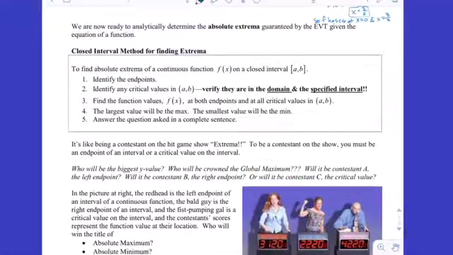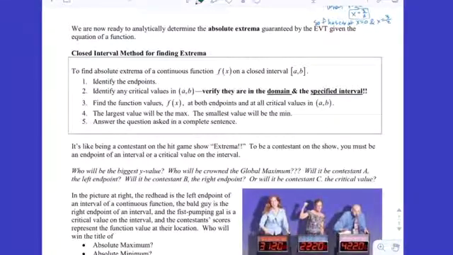Yesterday we learned the EVT. E in EVT stands for what? Extreme, right? The extreme value theorem. It said if what? If a function is continuous, where? On a closed interval, then the function will have absolute extrema, both an absolute max and an absolute min on the closed interval.